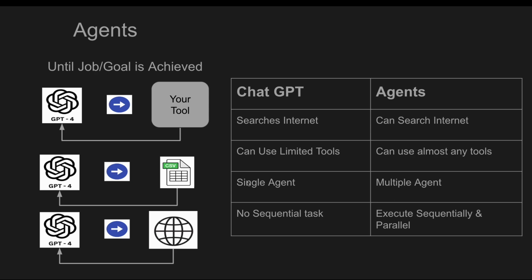ChatGPT is essentially a single agent, whereas a framework like Crew AI, which I'm going to discuss very soon, can have multiple agents that can work parallelly to solve a specific problem. Now, ChatGPT doesn't have any sequential task execution. With AI agents, on the other hand, you can do both sequentially and parallelly to solve a problem that you want to get solved.